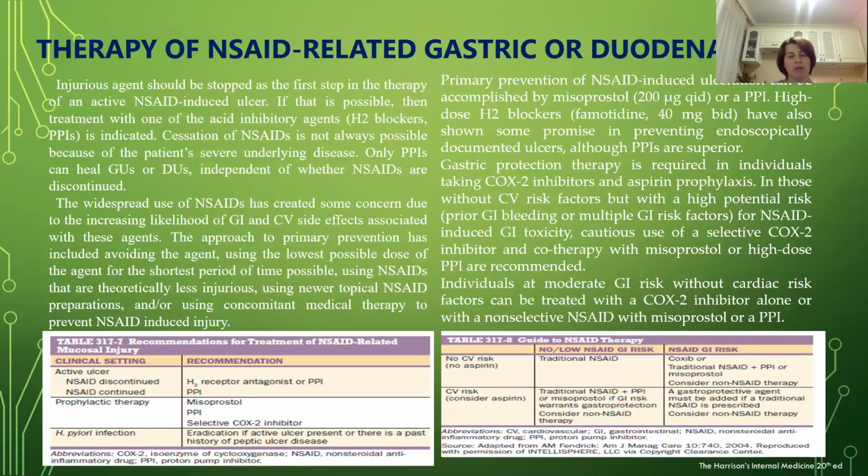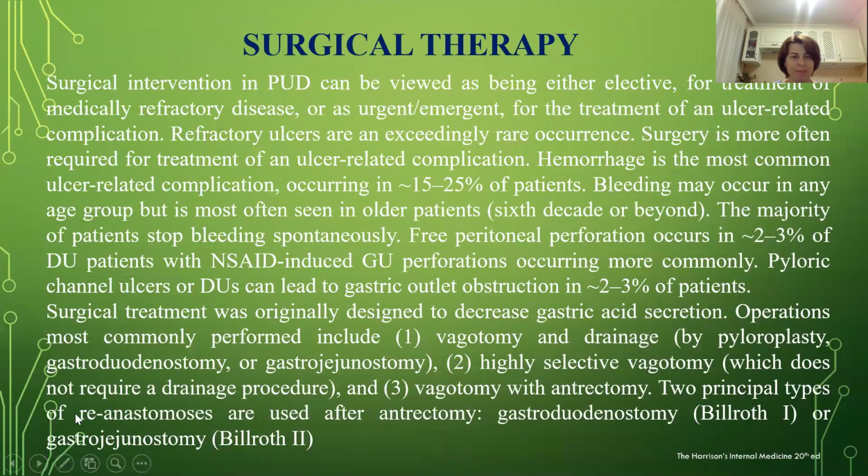Individuals at moderate gastrointestinal risk without cardiac risk factors can be treated with COX-2 inhibitor NSAID types alone, or with a non-selective NSAID with misoprostol or PPI. You should remember that even if an NSAID is a COX-2 inhibitor, it still has the side effect of potential GI ulceration or erosion appearance. So protective therapy should be prescribed from time to time.